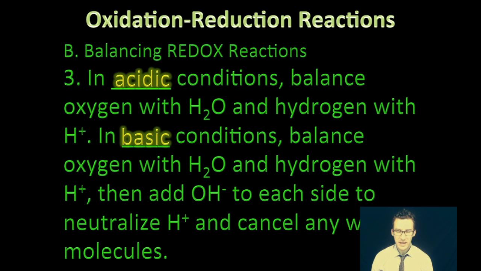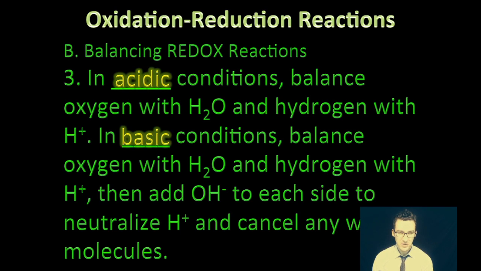So step 3 may sound a little tricky right now, but just bear with me. Let's get the notes down, then we'll look at some examples. When you want to balance the H and the O, basically you're going to balance the hydrogen with hydrogen ions because you're in acidic solution. You've got a bunch of those free hydrogen ions just sort of floating around. And then to balance the oxygen, you'll add water. And again, we'll take a look at some examples to help this make a little more sense. But in acidic solutions, you'll balance the H with the hydrogen ions, the oxygen with the water molecules.